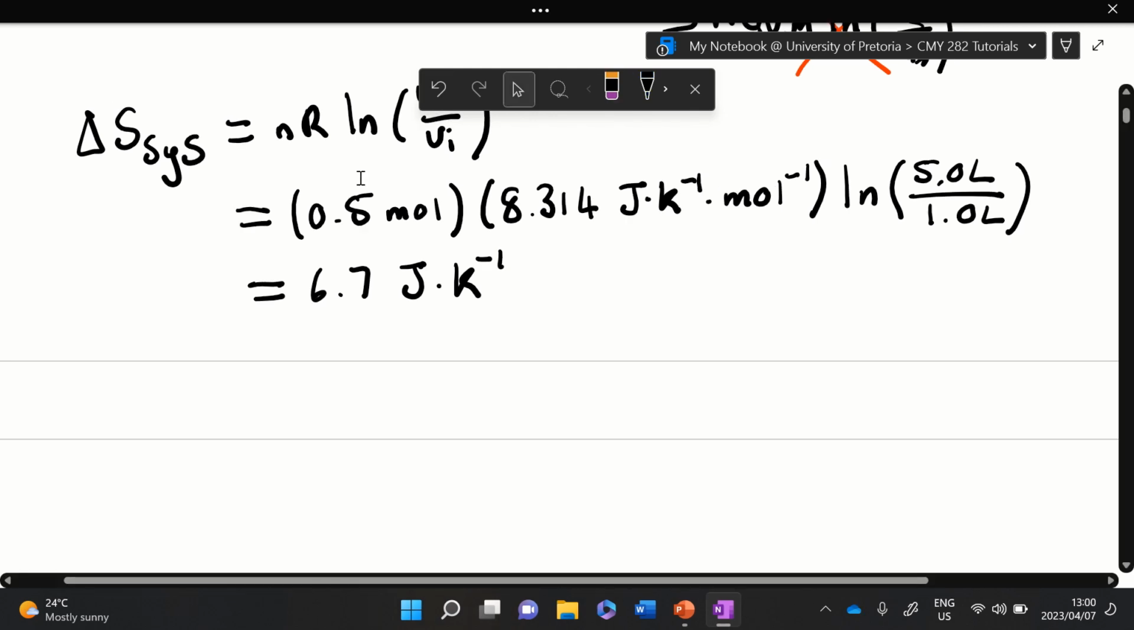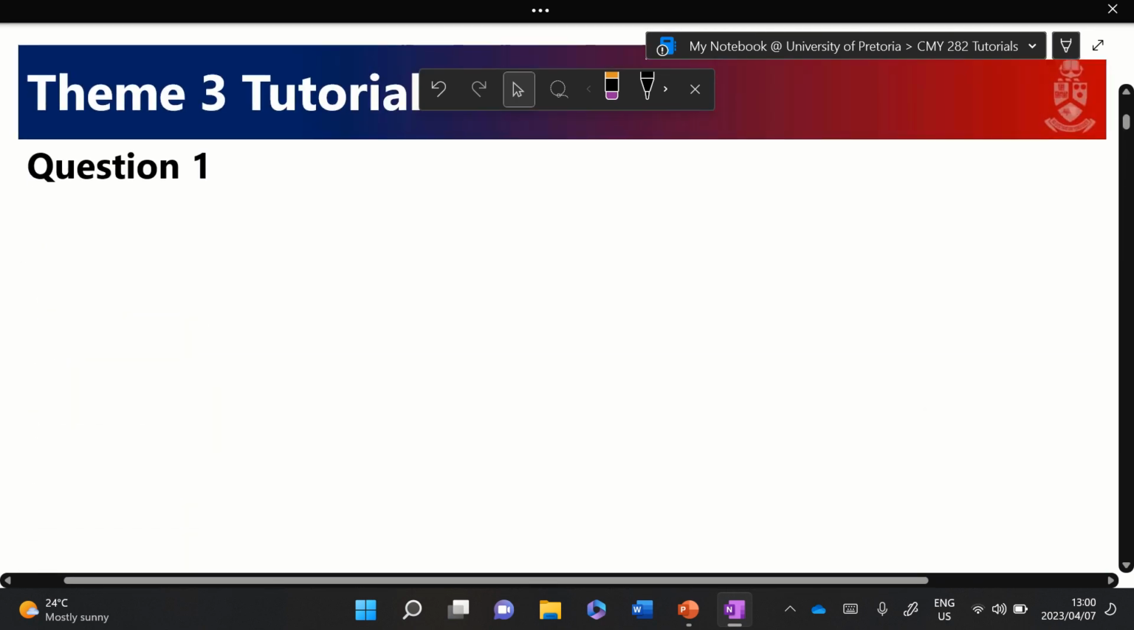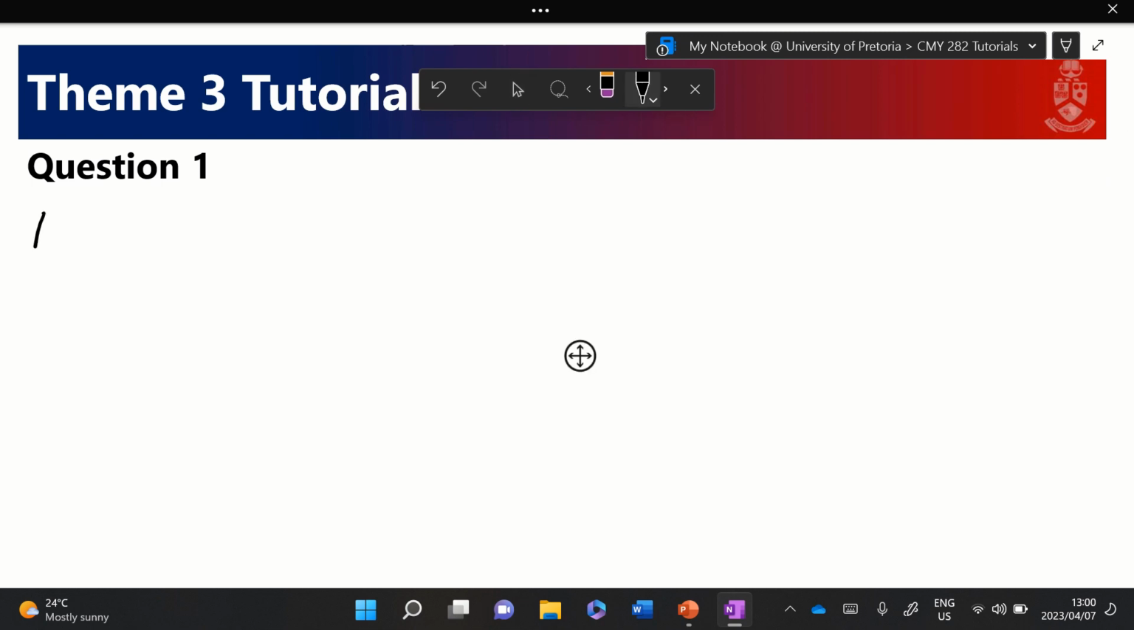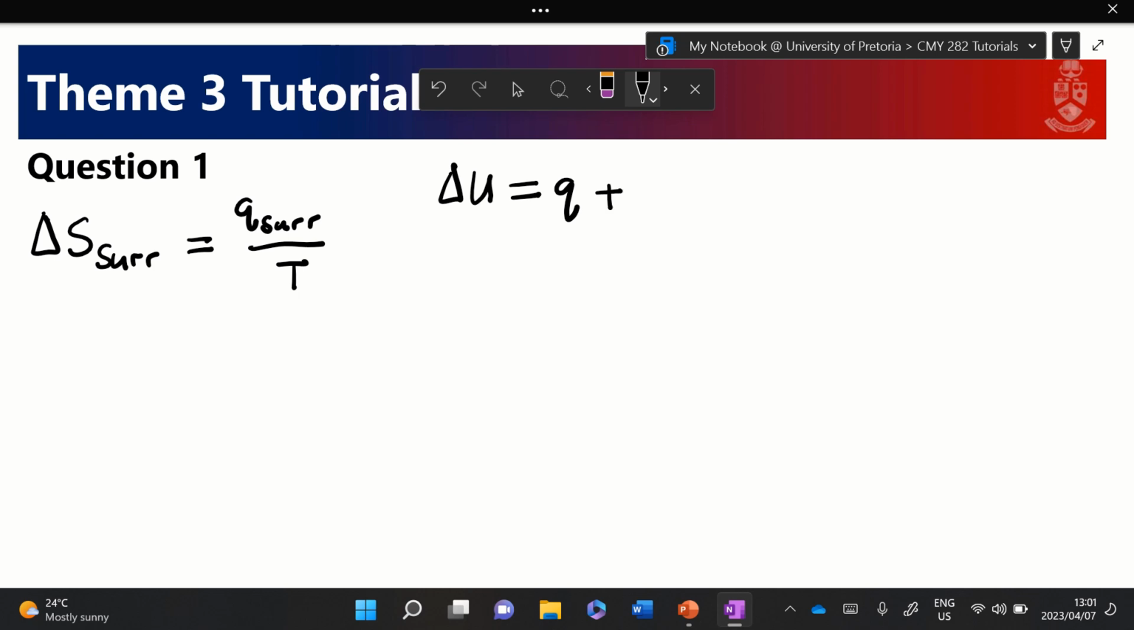Okay, so moving on to the surroundings change in entropy. Let's just rewrite this here. We need to look at the heat of the surroundings. The only way we can calculate the heat is with the only equation that we have for heat, and that involves the internal energy. So that's heat plus work.